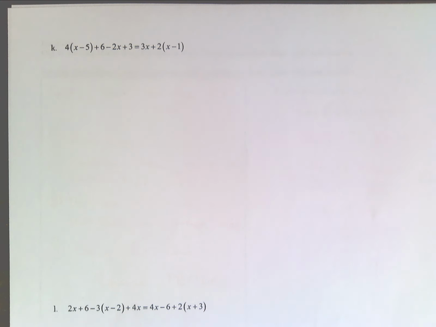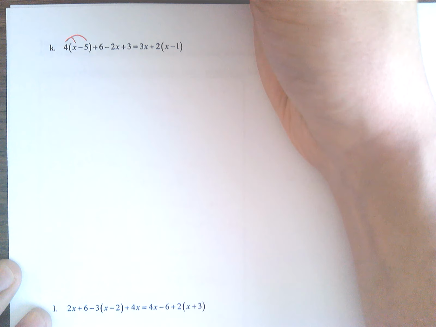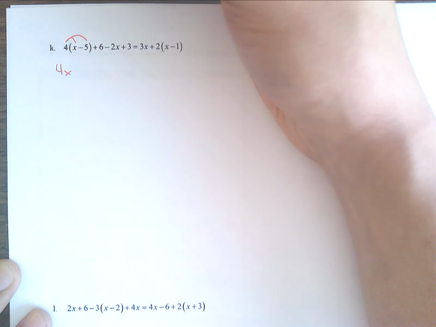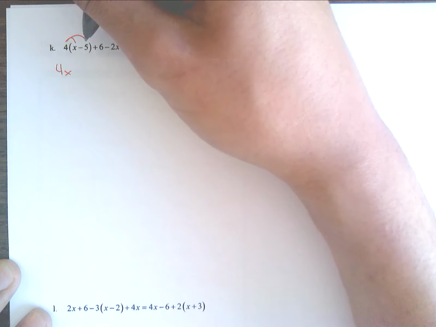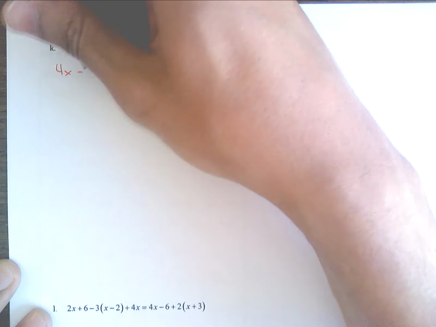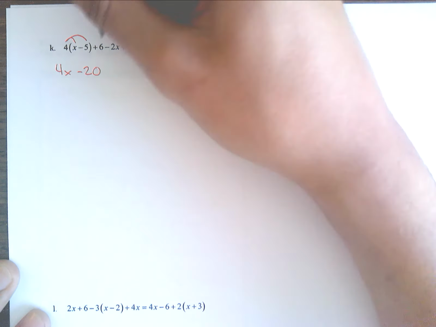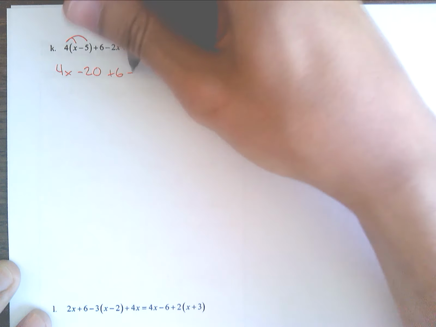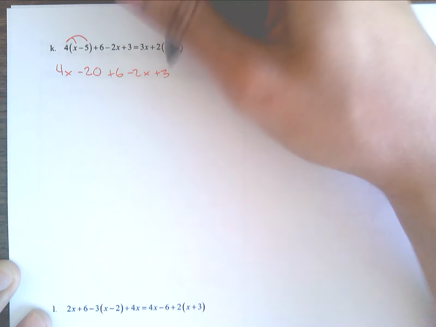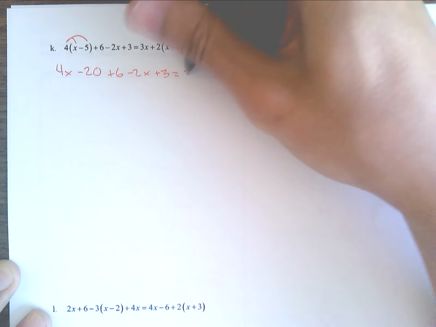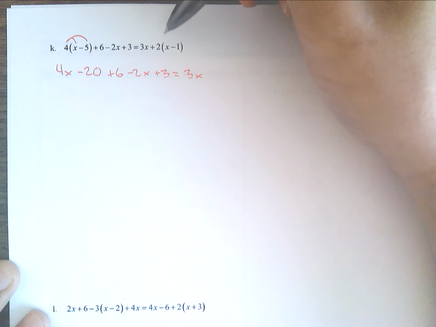Okay, so step 1 here, we distribute. So we're going to distribute this 4 into both of these terms. So we have 4 times x gives us 4x. And 4 times negative 5 gives us negative 20. And you can check that on your calculator. And we bring down the rest. Plus 6 minus 2x plus 3 equals 3x. And then we've got some more distributing to do.